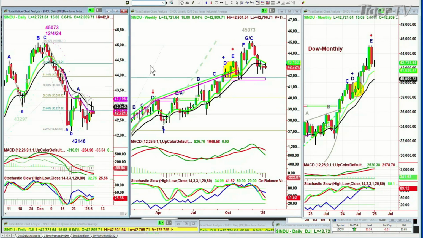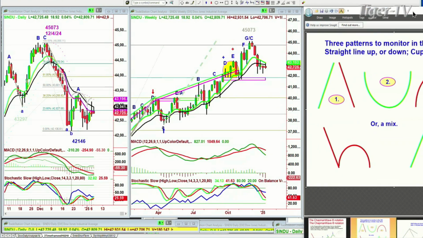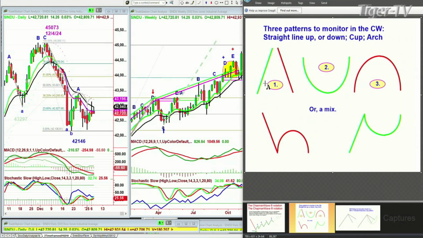What we're looking at is a pattern that I call the lowercase h that can go to a lowercase m. And I'll just show you the pattern because that's what's been on the chart formation that we've been looking at for a little while. Let's see if I can find it right here. There it is. So we're looking at this one here. I look at three core patterns: straight up, straight down, cup formation, arch formation, or a mix of 1 and 2, or 1 and 3. In this case, it's 1 and 3.